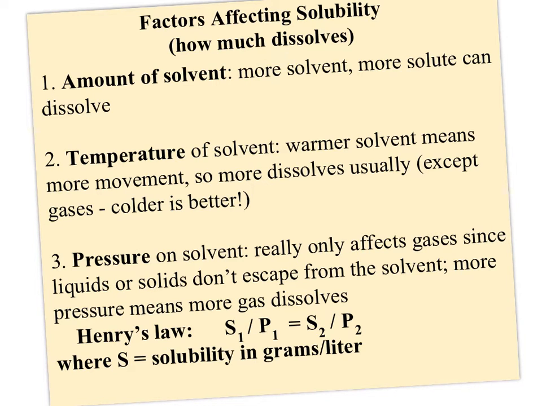So there's something called Henry's law that you can use to figure out the solubility of a gas under certain pressures. And the law says S1 over P1, so solubility 1 over pressure 1, should be equal to your second solubility over your second pressure, S2 over P2. So S, or solubility, again, is measured in grams per liter.